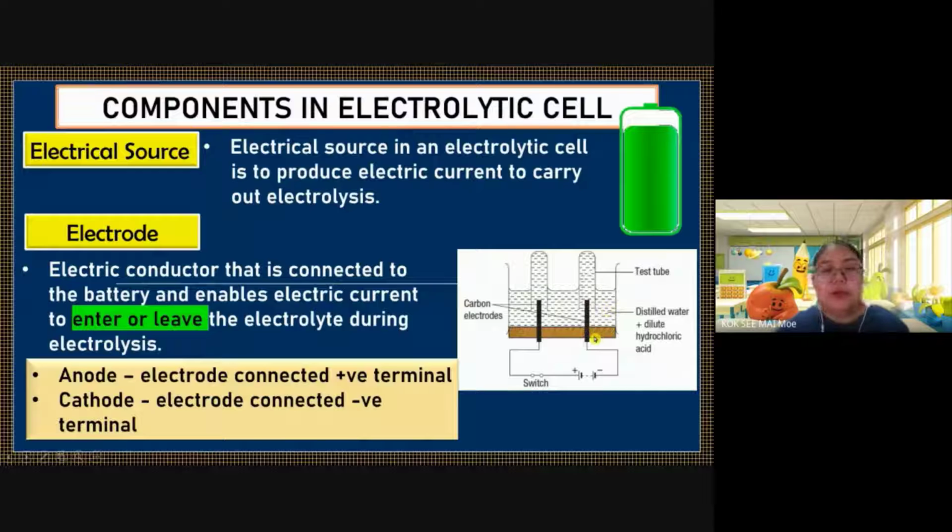So that means we just look at the connection of the battery, where they join. When it joins to the positive, we call it an anode. Then the negative one is a cathode.